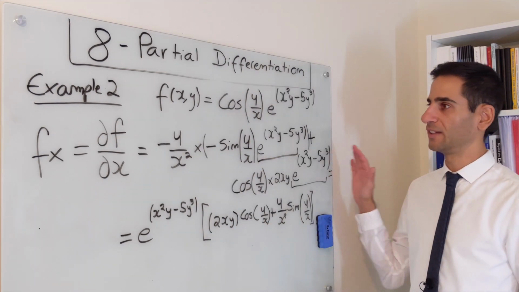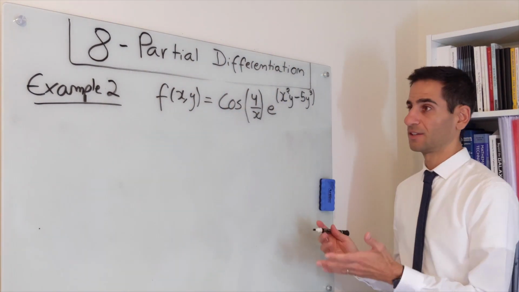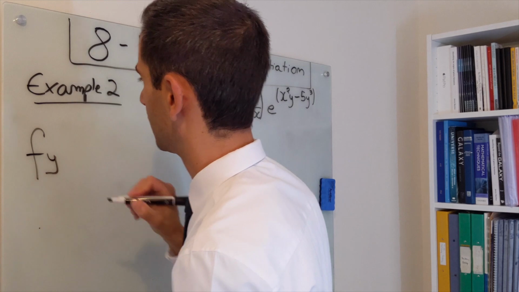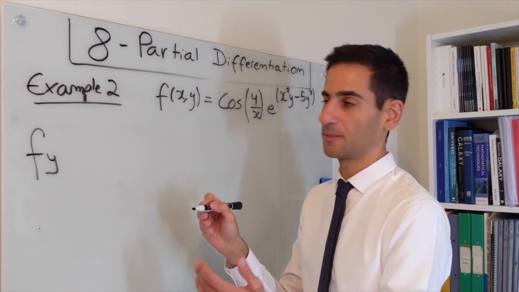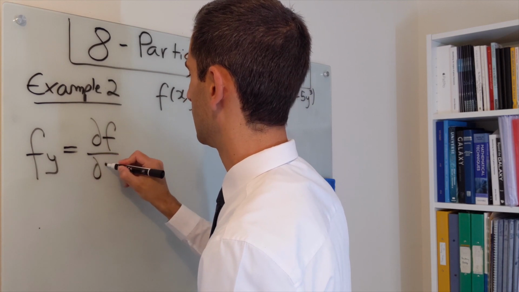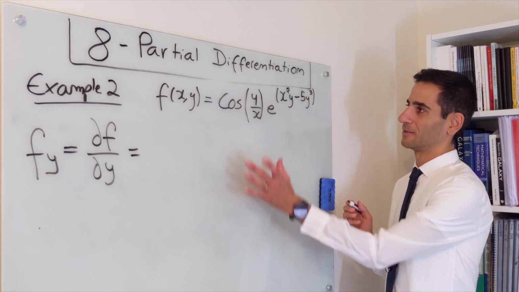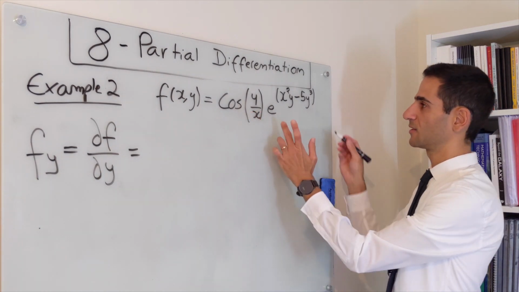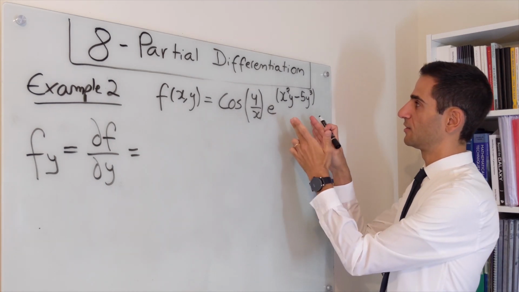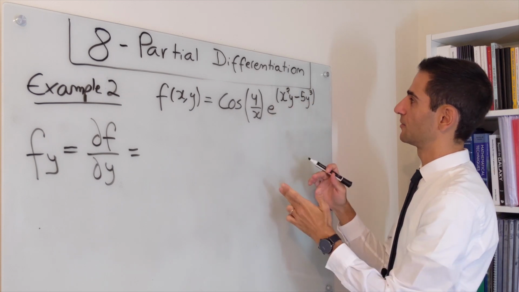In respect to y, we need to clear the board so we have space. That's better. We can finally calculate the partial derivative of f in respect to y. That's the same as df dy. This one is just slightly easier because this is now a constant, so you're just differentiating this function. And differentiating this function is chain rule. It's the derivative of this part times the function itself.